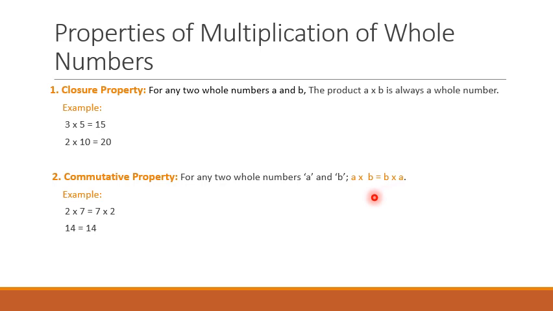So let's see it with the help of an example. Say here I have taken two whole numbers 7 and 2. If I write 2 multiplied by 7 or I write 7 multiplied by 2, the product is going to be 14 only. So in both the cases the product remains the same, it doesn't change. So this is known as the commutative property of multiplication.